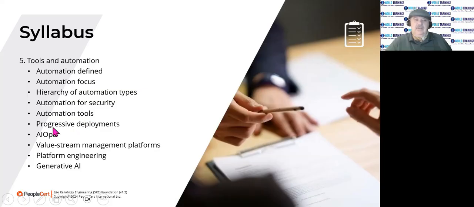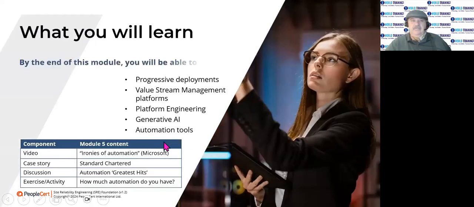We'll touch on other topics that are related to automation: AI ops, using AI, generative AI, and machine learning for operations tasks, value stream management platforms, platform engineering, and generative AI. So there's a lot covered in this module. It's the largest module in the whole course. And there's also a very long video.